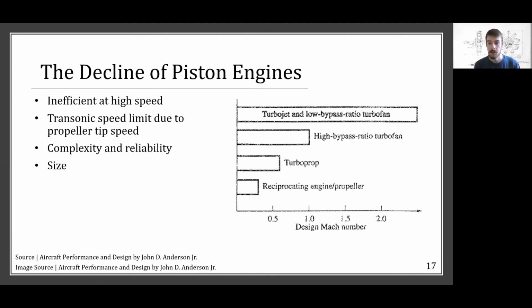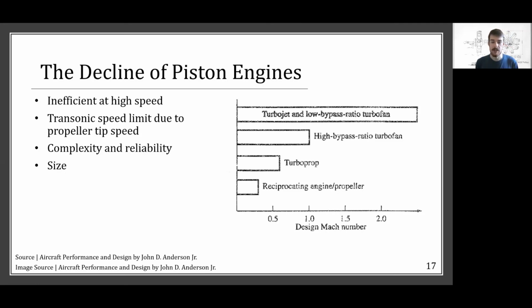With the advent of turbine engines in the 1940s and then their application in the 50s, piston engines were phased out of aviation. You can see in the figure on the right that they're simply only good at small speeds. And so when aircraft want to fly faster, it's not efficient or practical for them to have a piston engine.